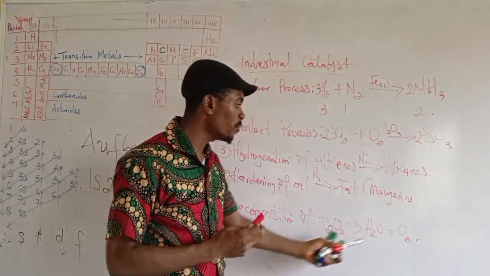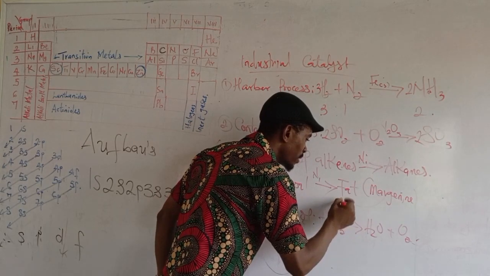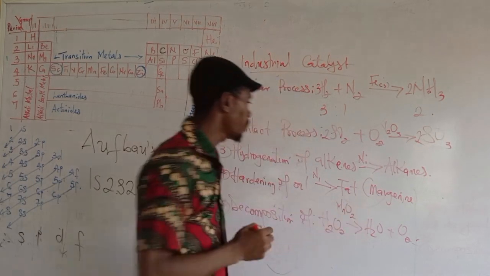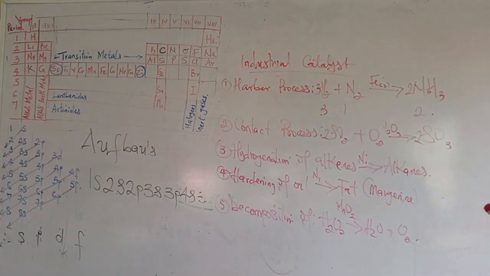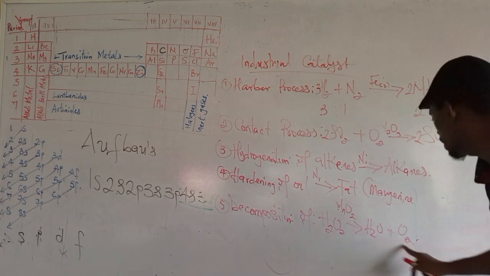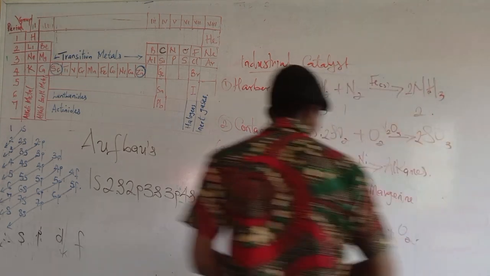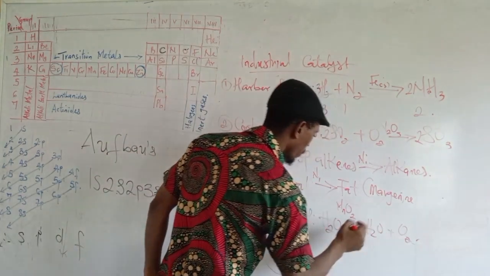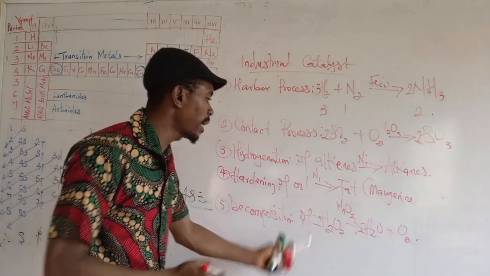While the decomposition of hydrogen peroxide to give us water and molecular oxygen employs the service of manganese 4 oxide. Manganese 4 oxide. We now get water and then oxygen. Oxygen is 3, okay? It's just to balance the equation. Oxygen is 2 here. So if I should have 2, it therefore becomes balanced.